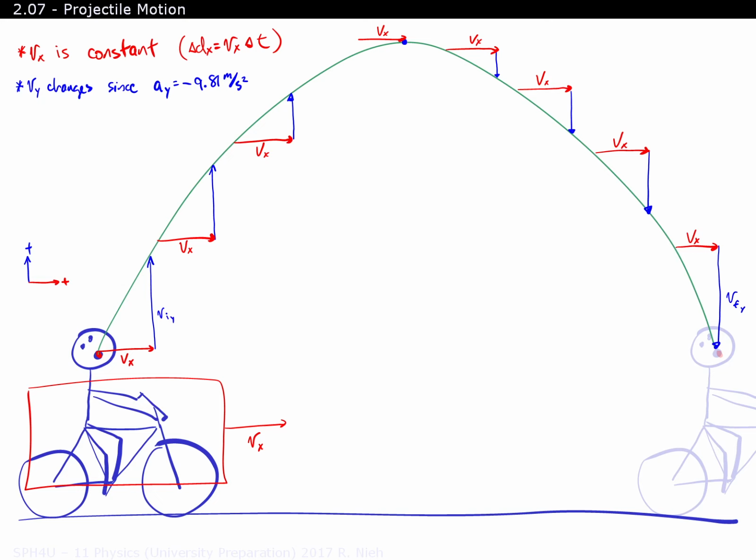Lastly, the time it takes for you to ride across this road is the same amount of time for the bubblegum to travel up and all the way back down again. In other words, the time in the x dimension will be the same as the time in the y direction. So instead of calling it delta tx and delta ty, we'll just call it delta t from now on. Armed with this knowledge, let's get started.